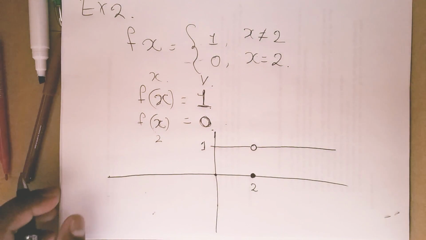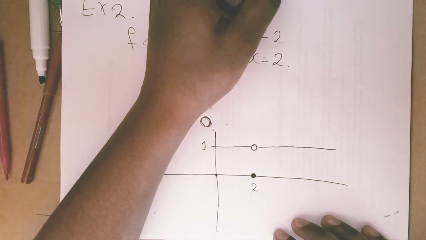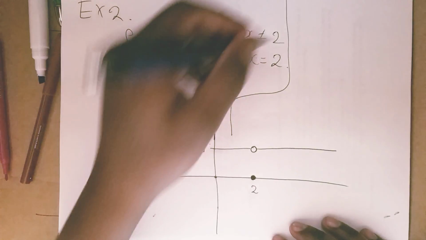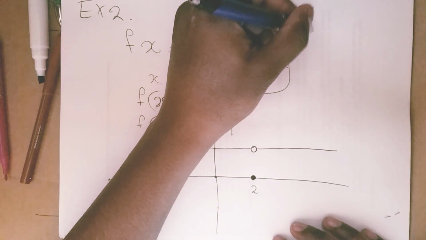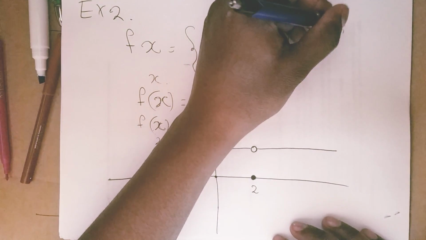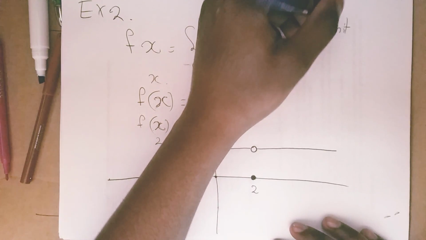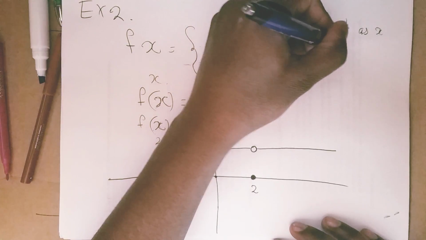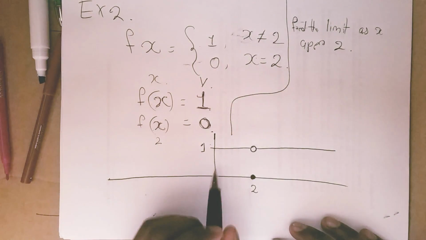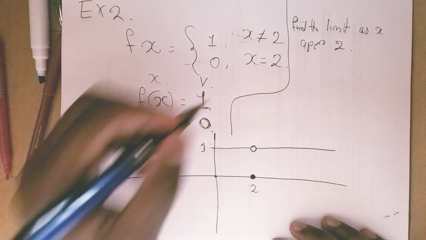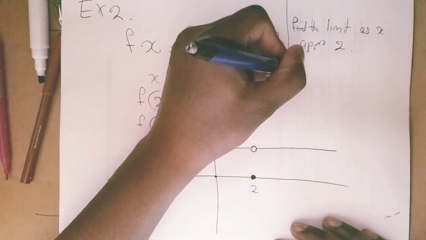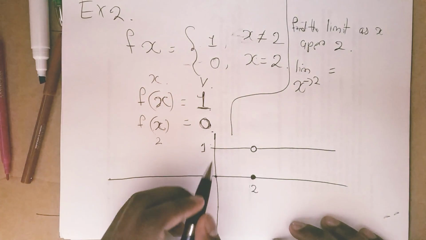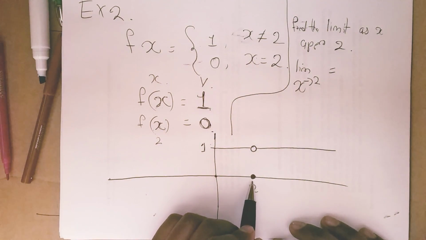So say here now, let's say find the limit as x approaches 2. So what is the limit as x approaches 2? So find the limit as x approaches 2. So you look at the graph. What is the limit when x approaches 2?